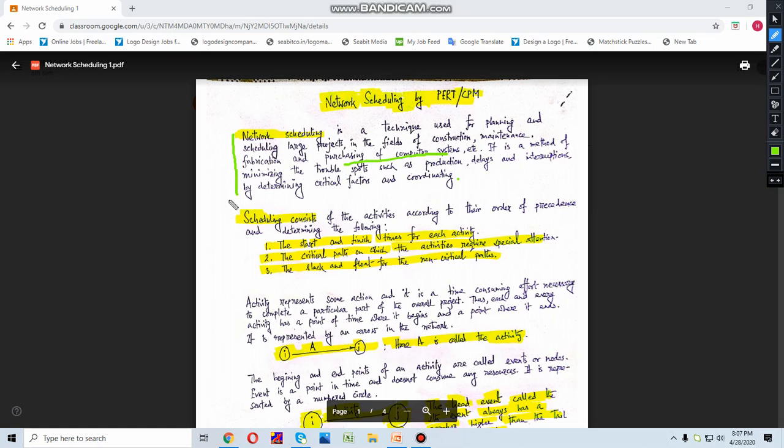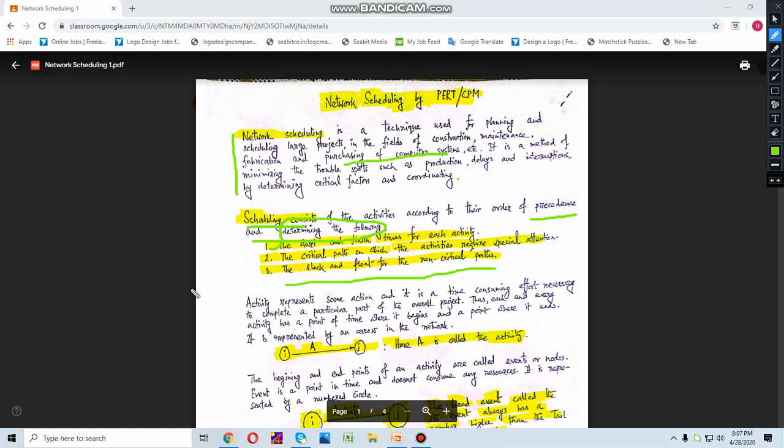There can be other examples also where you will find you need this technique of network scheduling. Okay, so here you can see scheduling. Scheduling consists of arranging the activities according to their order of precedence and determining the following: the start and finish times of each activity, the critical path on which the activities require special attention, and the slack and float for the non-critical paths.